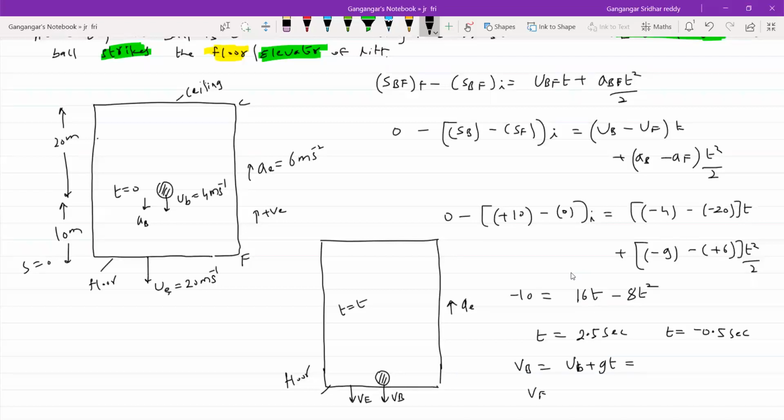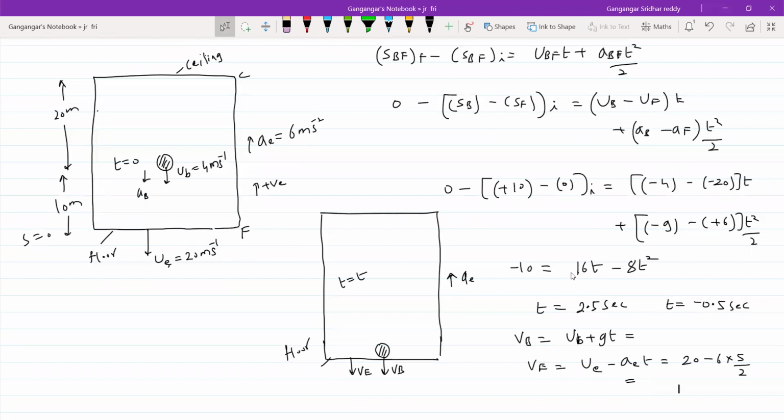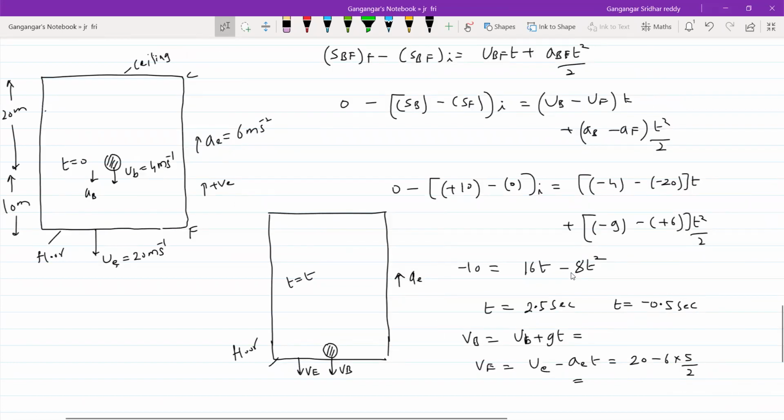What about the velocity of the elevator? This is very important. UE minus 8t. Why negative sign? A is upward, no? So UE value 20 minus 6, this is 2.5. 2.5 will be 5 by 2. I'll get how much? This will be positive only. Sir, 5 meter per second.